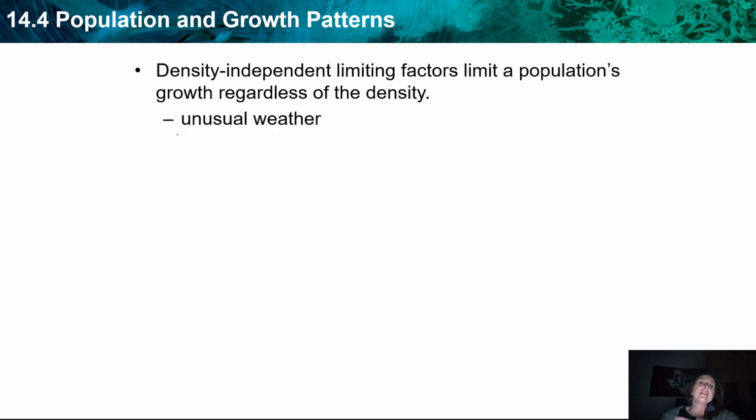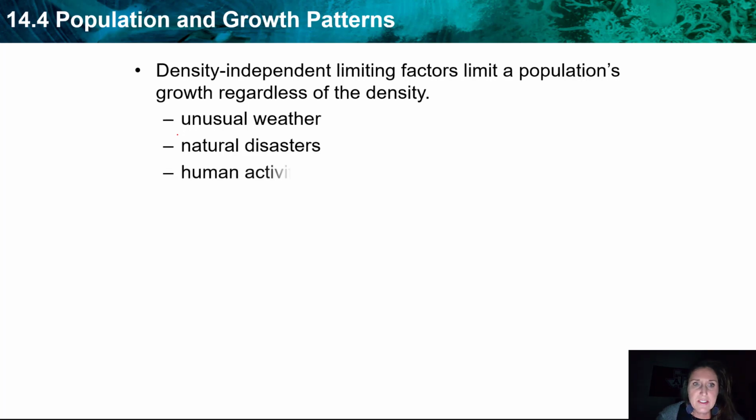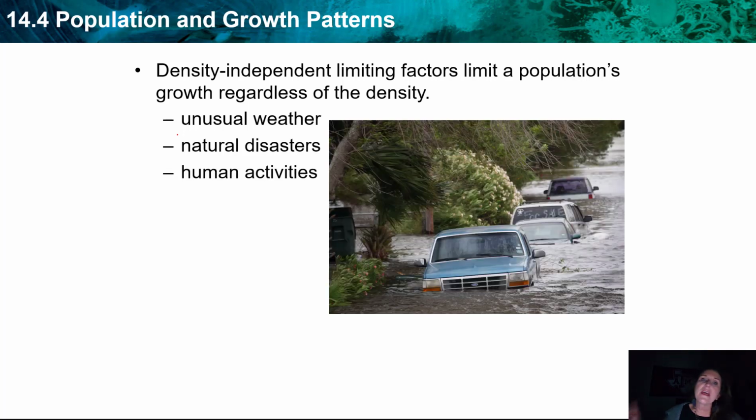Density independent, it doesn't matter how many animals you have. So weather events, a tornado isn't going to care how many mice you have. When a tornado comes through, it might just kill all the mice. Natural disasters, human activities, none of that is going to matter about density, right? It's not going to matter how many moose there are if a tornado comes through and kills 50% of the moose. It really doesn't matter how many moose there were, correct? So these are limiting factors that are outside of the amount of animals or organisms in the area.